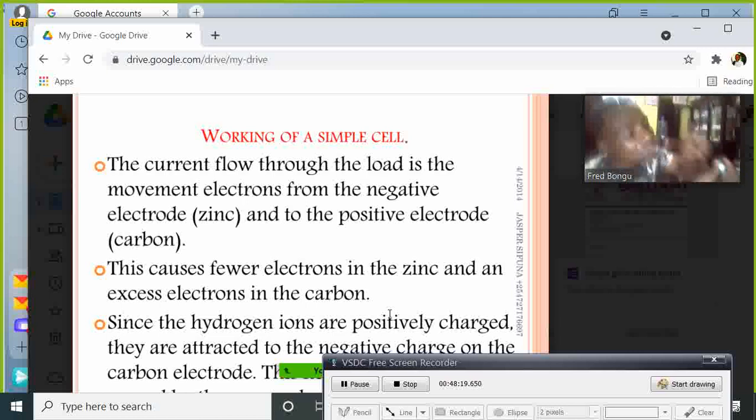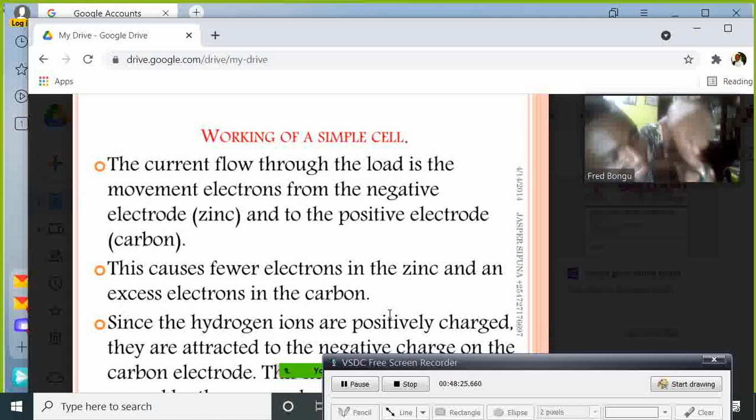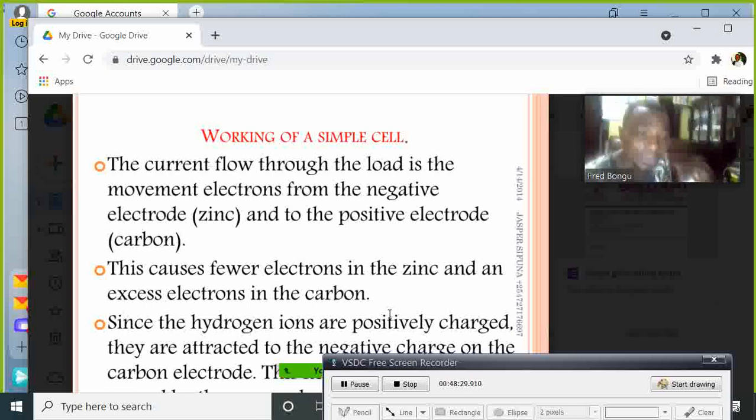So electrons flow from this part, zinc, to the carbon. This head is made of carbon, and this behind is made of zinc. So electrons, which are negatively charged, flow from the zinc to the carbon.